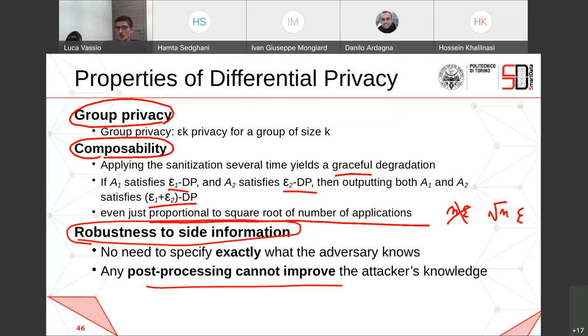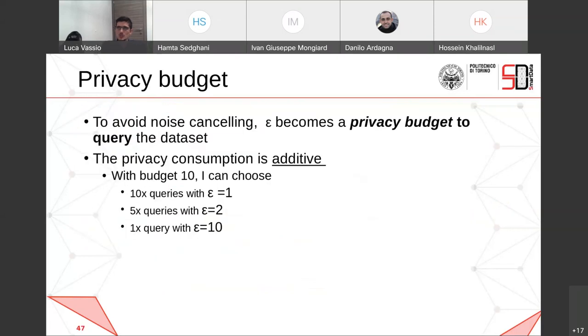And so if we need to query the dataset multiple times, what can we do? One possible solution is a privacy budget. So epsilon is not just specific to the single query. We have an epsilon, let's say, that can sum up to a privacy budget, and after this one, you cannot ask any more queries. Given that privacy consumption is additive, if I have a budget of 10, then I can choose as an analyst whether I want to do 10 queries with epsilon equal to 1, so a lot of privacy, or just 1 query with epsilon equal to 10, so a very precise query. So it's really, really flexible.